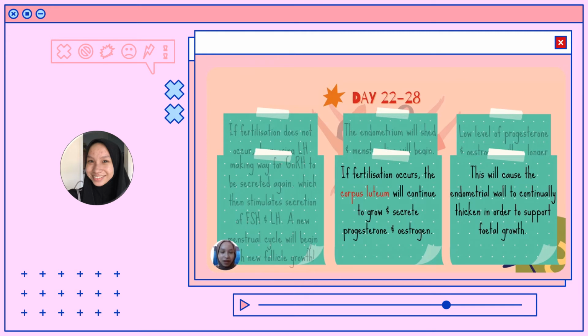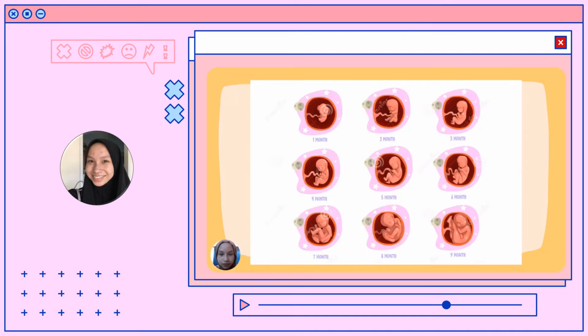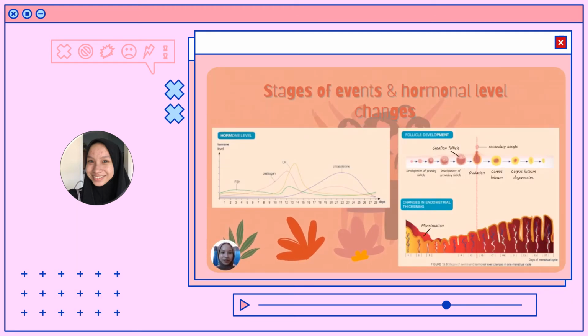Okay. I'm sorry if I'm going too fast. Okay, I will continue. If fertilization occurs, the corpus luteum will continue to grow and secrete progesterone and estrogen. So this will cause the endometrial wall to thicken in order to support fetal growth. As we can see, this is an example of fetal growth during the first month until it becomes a human baby. And that's it for this menstrual cycle.